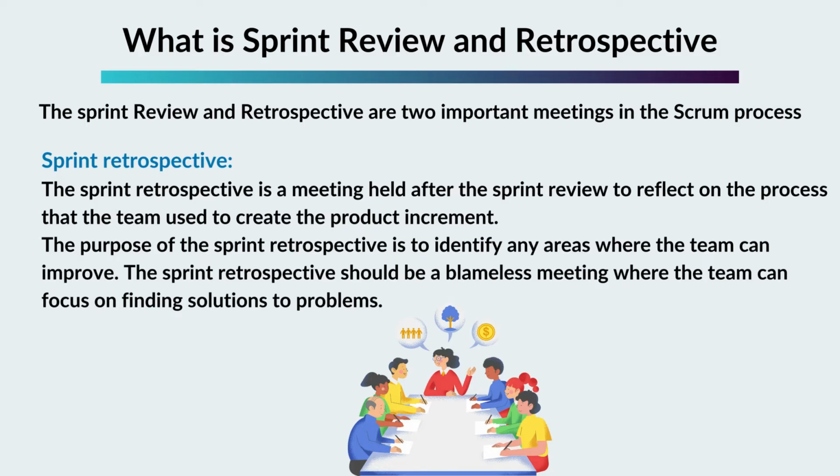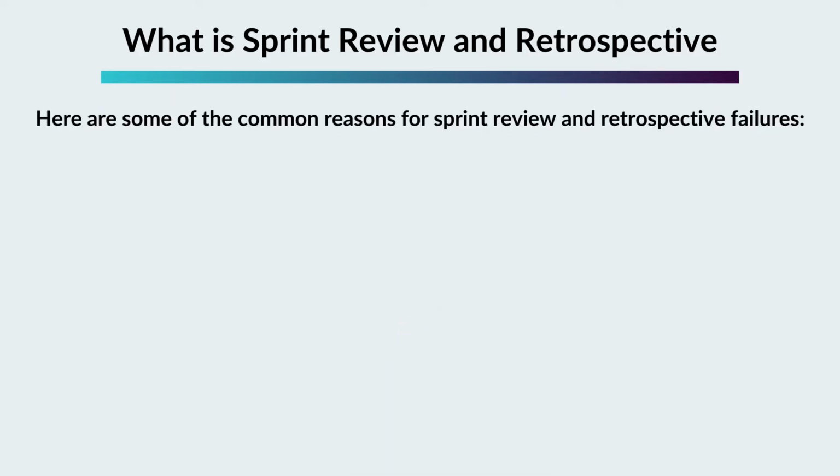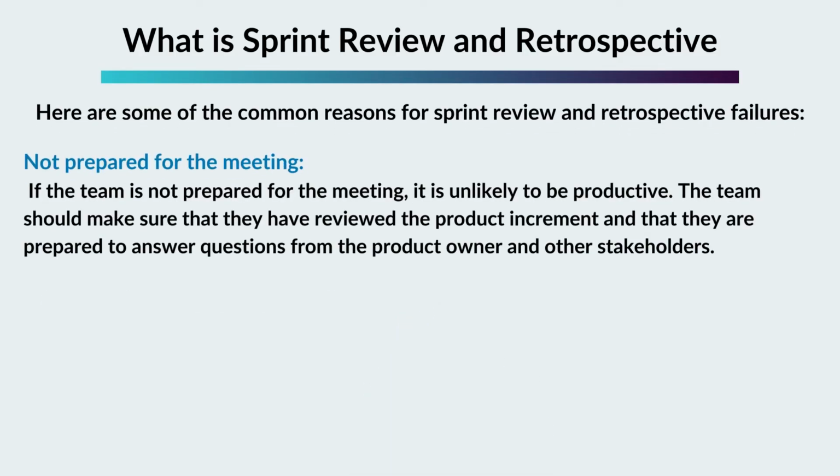Here are some of the common reasons for sprint review and retrospective failures. Not prepared for the meeting. If the team is not prepared for the meeting, it is unlikely to be productive. The team should make sure that they have reviewed the product increment and that they are prepared to answer questions from the product owner and other stakeholders.